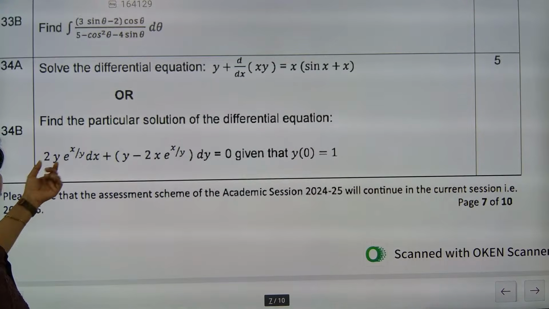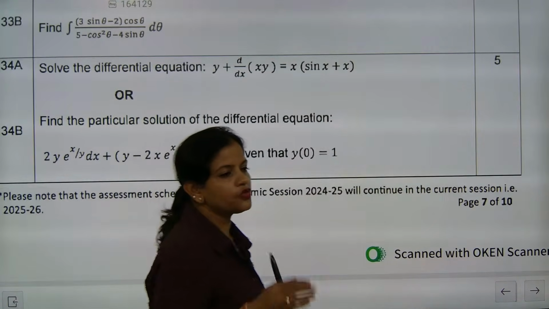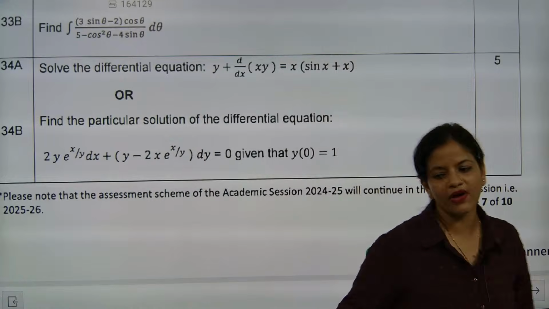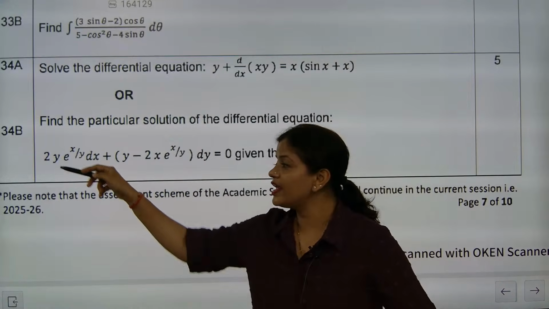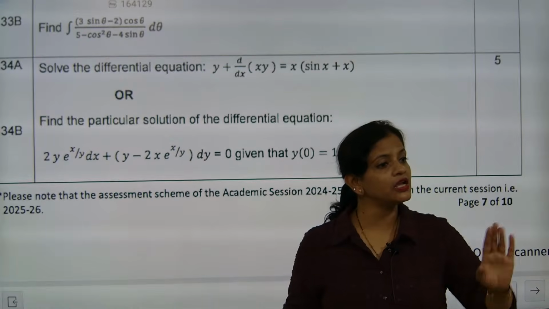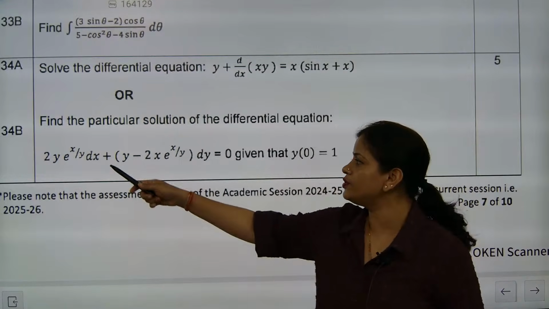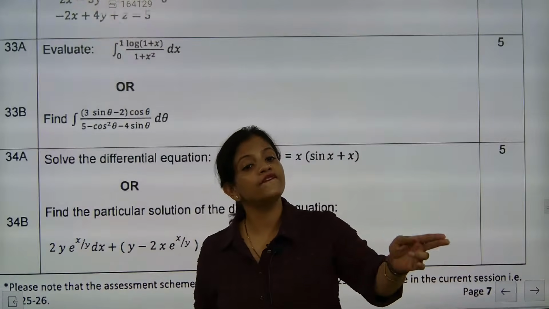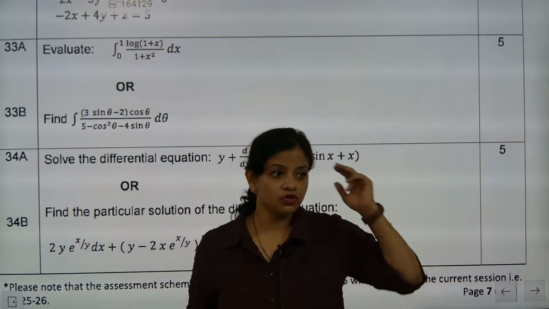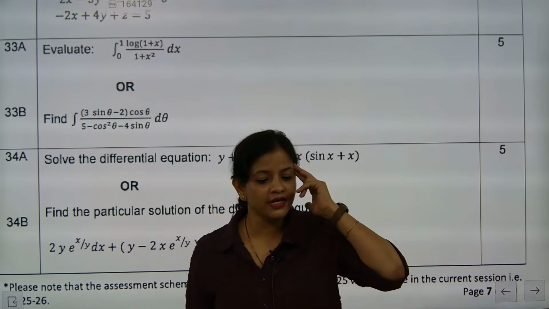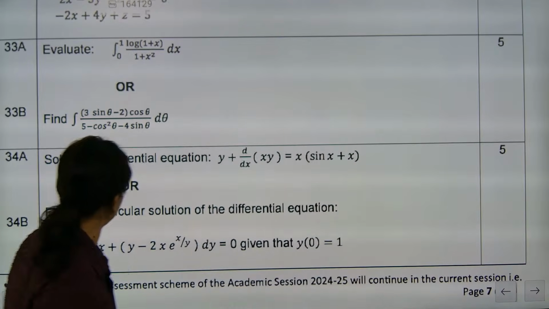Next part is e to the power x by y. Whenever we are talking about e to the power x by y, that always you take y is equal to vx, because x is up. This time you are going to take x is equal to vy. Understood or not? So everything here you have to set, and then you have to start your examinations.